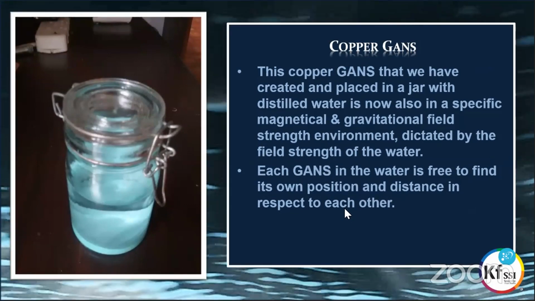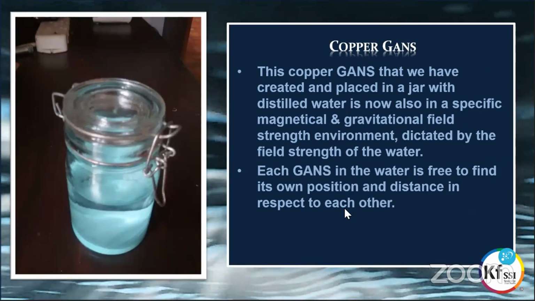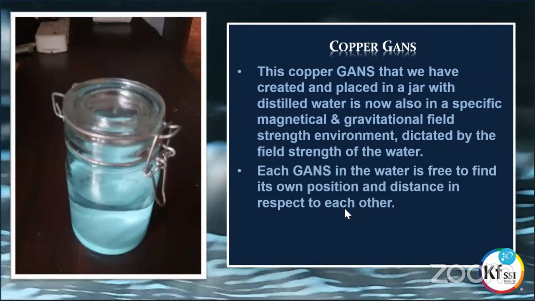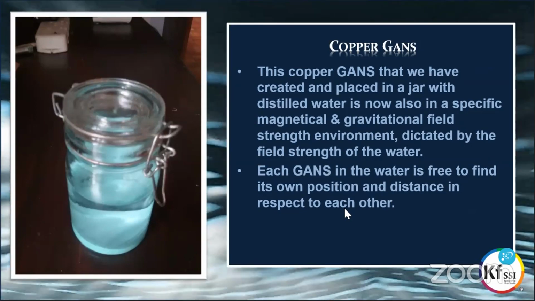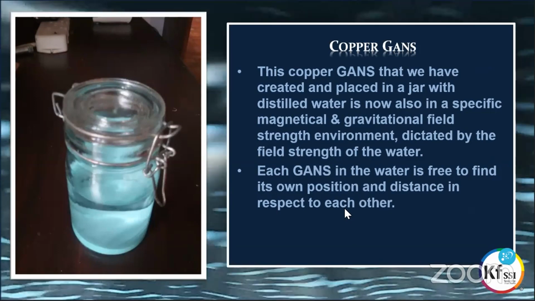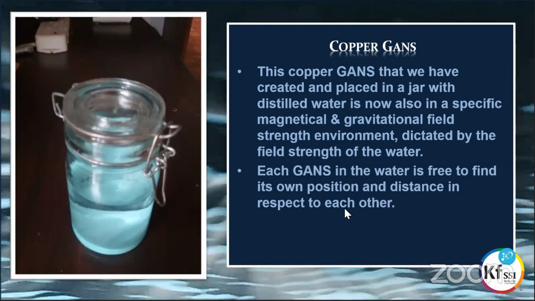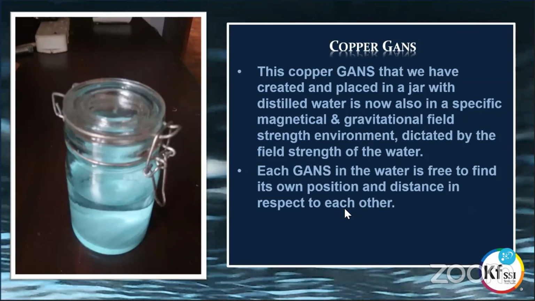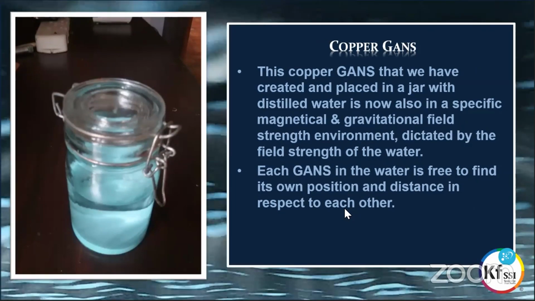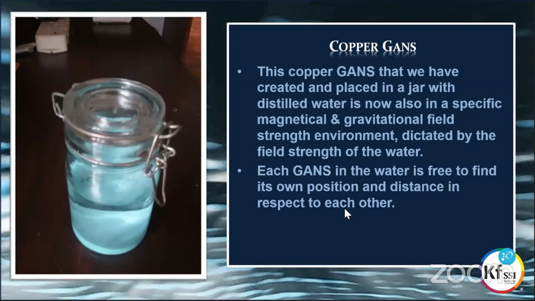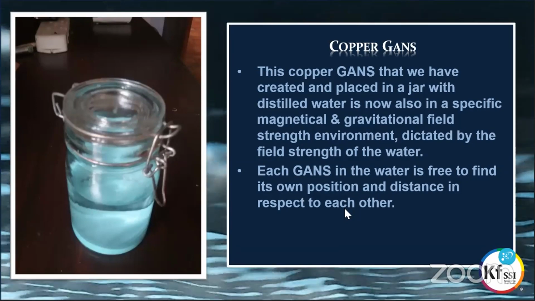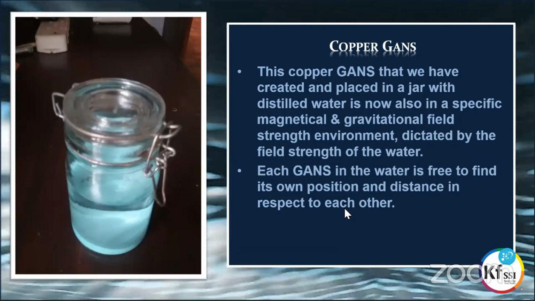Now we've got our copper GaNs, and we've taken them out of that box, and we've washed and washed and washed, and now we place them into a jar of distilled water. Within that distilled water environment, the water has a specific magnetic gravitational field strength, dictated by the field strength of that water. So each GaNs in the water is free to find its own position and distance with respect to each other.